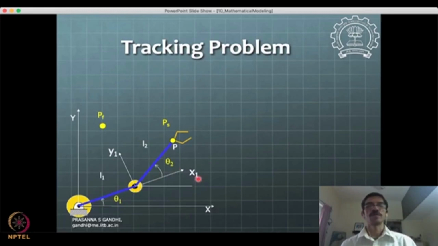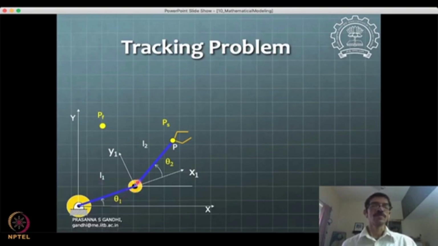So don't confuse this: if you have a single link manipulator, what is the tracking problem there? The path is always going to be circular, so how can I define a tracking problem? No, it's not that. It's about the values of theta, which should be dependent upon the time in between.